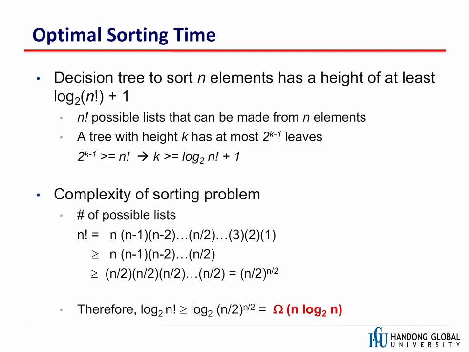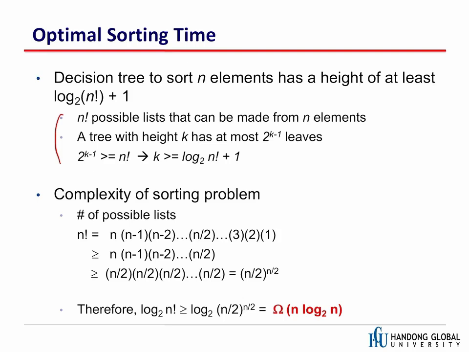Okay, first, decision tree means the tree we have seen a moment ago. Decision tree to sort n elements has a height of at least log n factorial plus 1. So we're going to prove this with these lines. Okay, so first, n factorial possible lists can be made from n elements. That's what we said, right? So when we have n elements, then n factorial permutations are possible. Okay, and then a tree with height k has at most 2 to the power k minus 1 leaves. Okay, we already proved that in chapter 5. So if you're confused, then you have to go back to chapter 5.